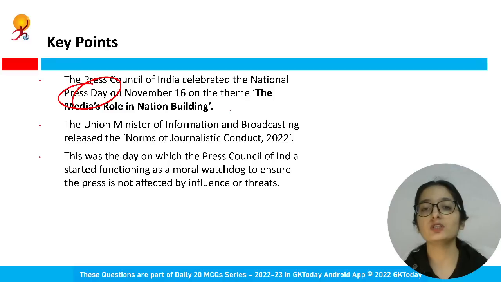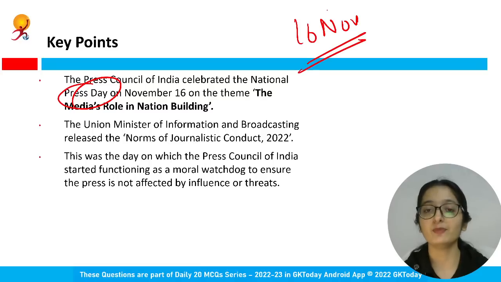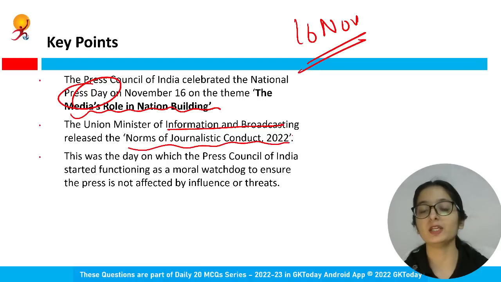So Press Council of India celebrated 16th November as the Press Day. Press Council of India is the watchdog, you can say, to ensure that press is not affected by influence or threats. The theme is the media's role in nation building. We all know that. The Union Minister of Information and Broadcasting released the norms of journalist conduct 2022.